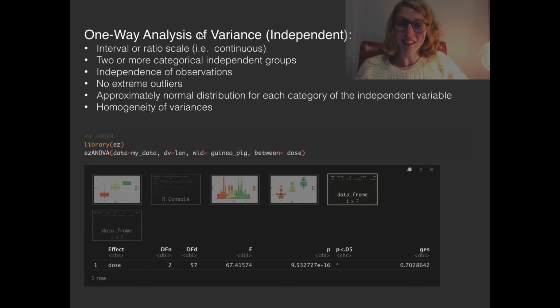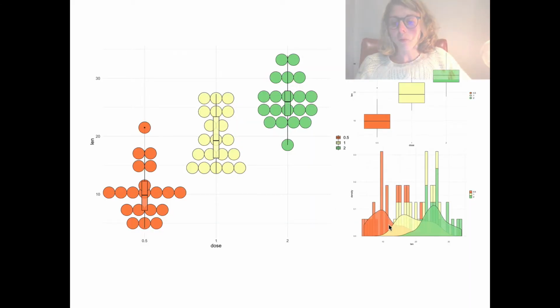As with all parametric tests, they come with a bunch of assumptions. You've seen some of these before. One of the assumptions, for instance, is that the dependent measure or variable is on a continuous scale, so an interval or a ratio scale, that the dataset contains two or more categorical independent groups, that the observations are independent, that we have no extreme outliers, and that we have approximately normal distributions for each category of the independent variable. And finally, you've seen this one before with the between subjects t-test, we're assuming homogeneity of variances. This is also known as equality of variances. So what we're looking at here is whether or not the distributions of each level of our independent variable are roughly the same shape, that they have similar variance across each of those levels of our dataset.